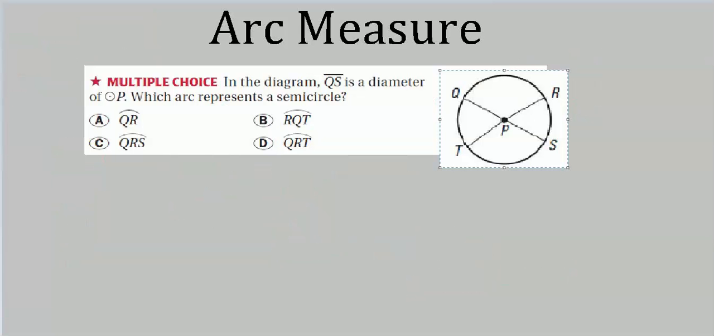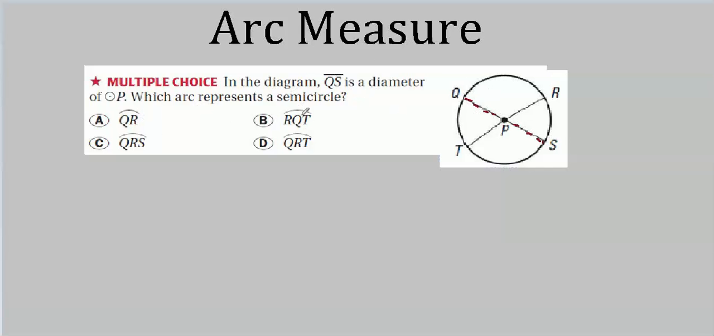Now there's a nice one. QS is a diameter. Which arc represents a semicircle? Let's see what we got here. This right here is the diameter. Let's mark it off with that. Make sure I don't get confused. What about QR? That's this arc here. Doesn't look like a semicircle to me. Remember, a semicircle is just a half circle.